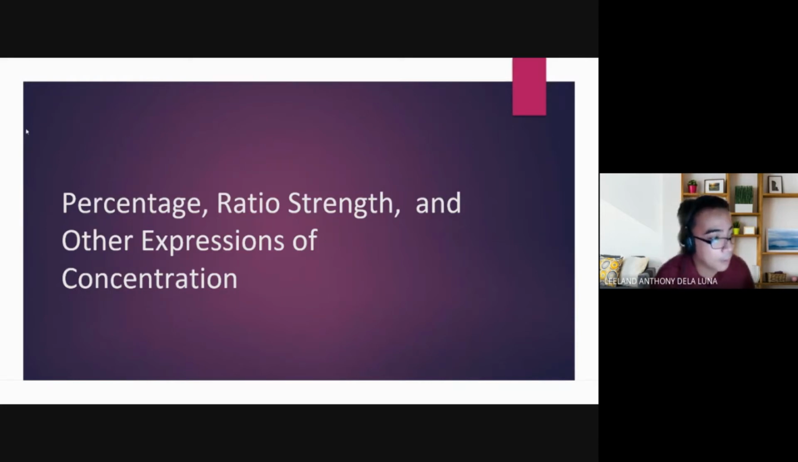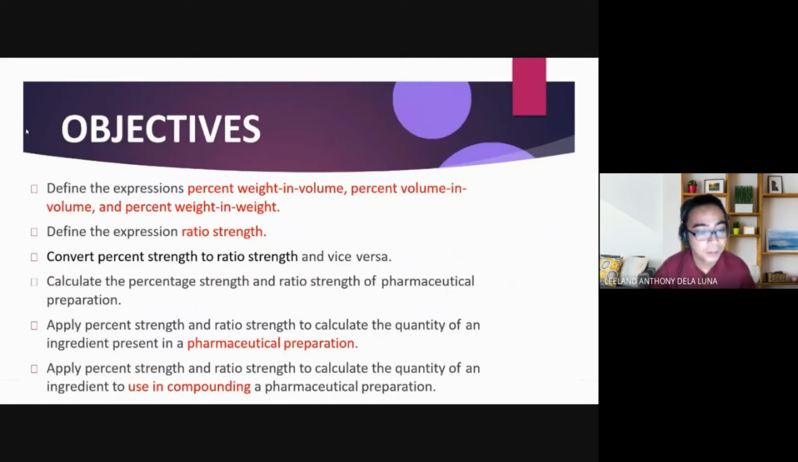For example, if I say my solution is 10% of whatever solute I'm using. It can also be expressed as ratio strength, and other expressions of concentrations like parts per million, parts per billion, those kinds of expressions of concentrations. So our objectives for today's class will be simply to define the expressions percent weight in volume, percent volume in volume, percent weight in weight.